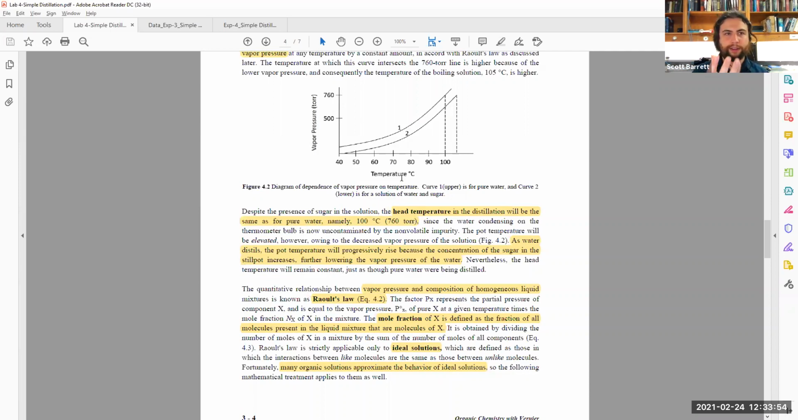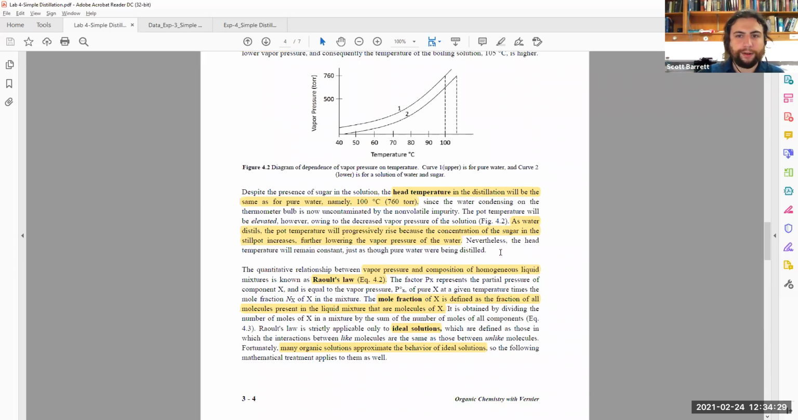So when you're boiling down in the little round bottom flask and you're boiling your water and sugar solution, when water boils up and it meets up at the head of the distillation device, up there where you saw the thermometer was, then that will be 100 degrees Celsius regardless, because that is the boiling point of pure water. The boiling point of water mixed with sugar, as they're saying here, is 105 degrees Celsius. But at the very top, where you're getting your pure water distilling off, the head temperature will be 100 degrees Celsius, and then it'll distill down through the condenser.